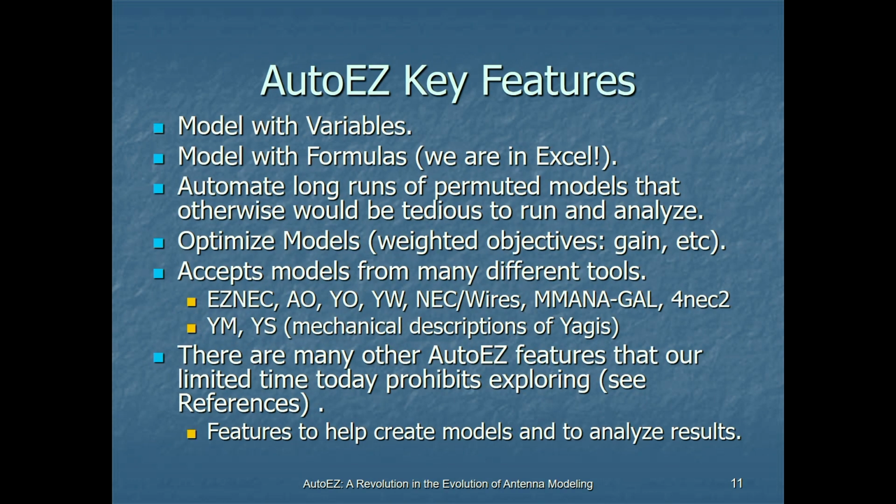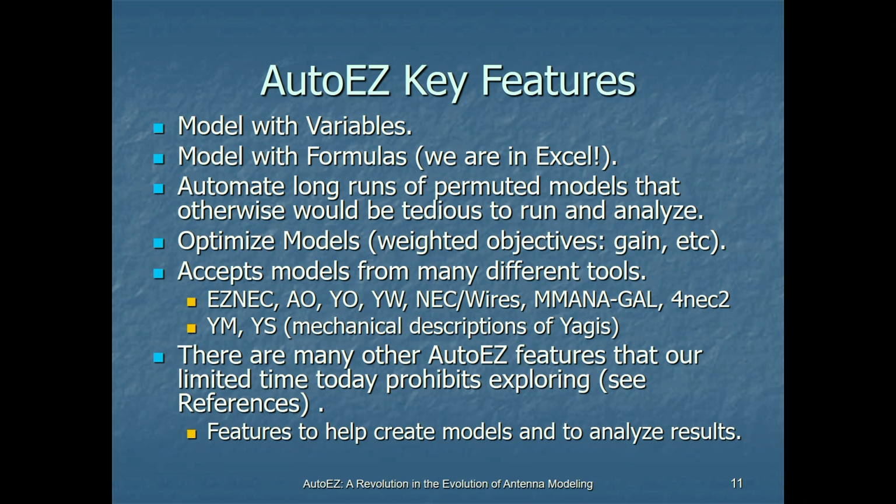Okay, so what are the key features of AutoEZ? This now opens up the door to modeling with variables, modeling with formulas. I mean, duh, we're in Excel, right? We better see formulas. You can automate long runs of slightly permuted models and then optimize or analyze the results. And you can optimize the models.